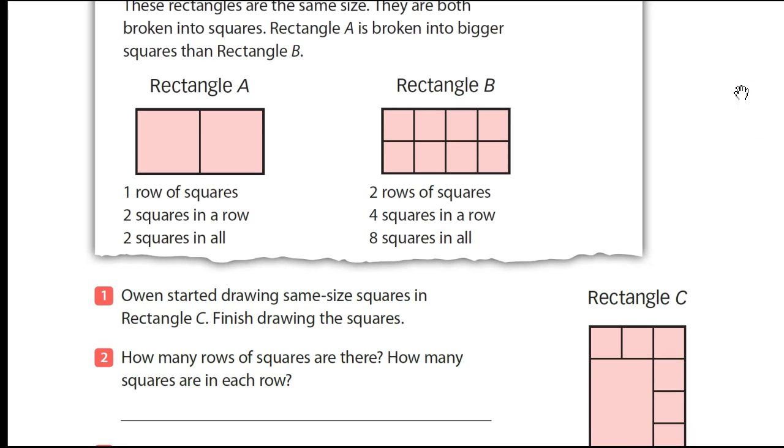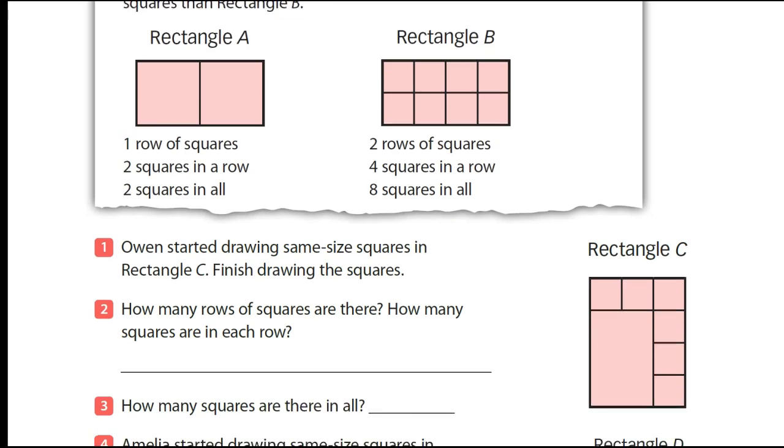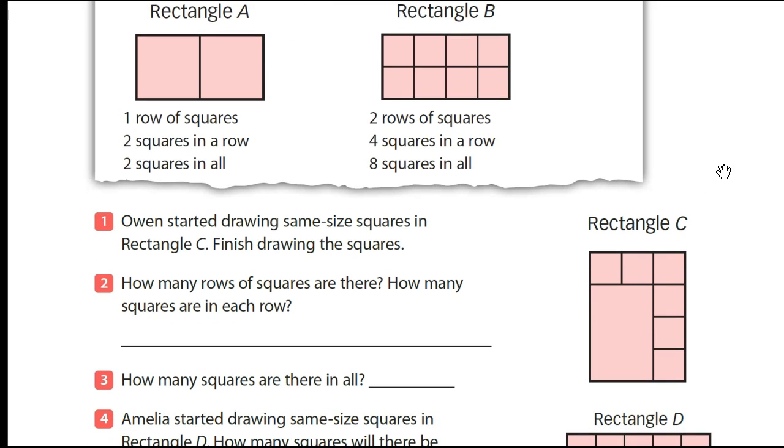So rectangle A has 1 row of squares with 2 squares in each row, so they have 2 squares in all. Rectangle B has 2 rows of squares with 4 squares in each row, so they'll have 8 together. It says Owen started drawing the same size squares in rectangle C right here. Finish drawing the squares. I guess finish this right here like this, and then do that. You do that for rectangle C, please.